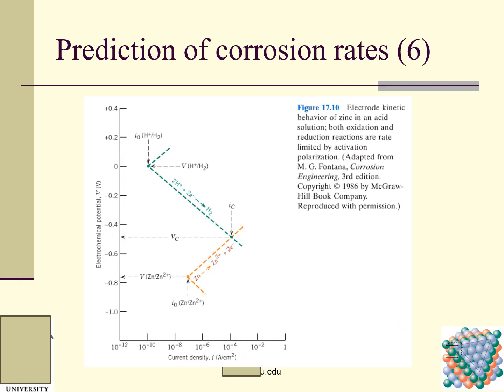So this picture shows the electrode kinetic behavior of zinc in acid solution for both oxidation and reduction. This is the reduction, and this is oxidation. Both are rate limited by activation polarization. And this is a VC.